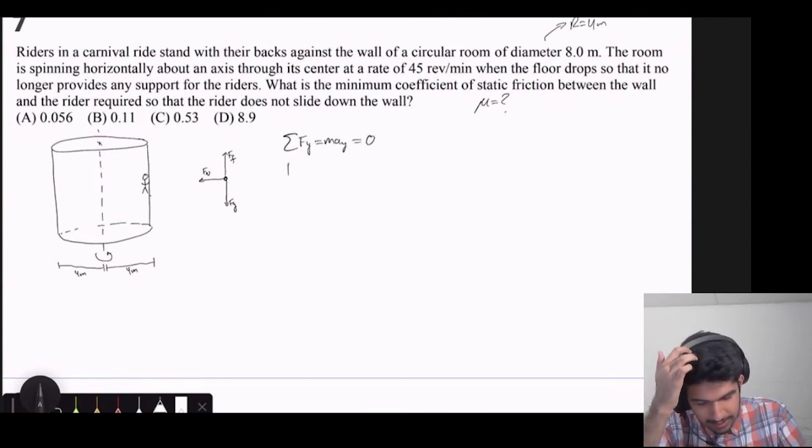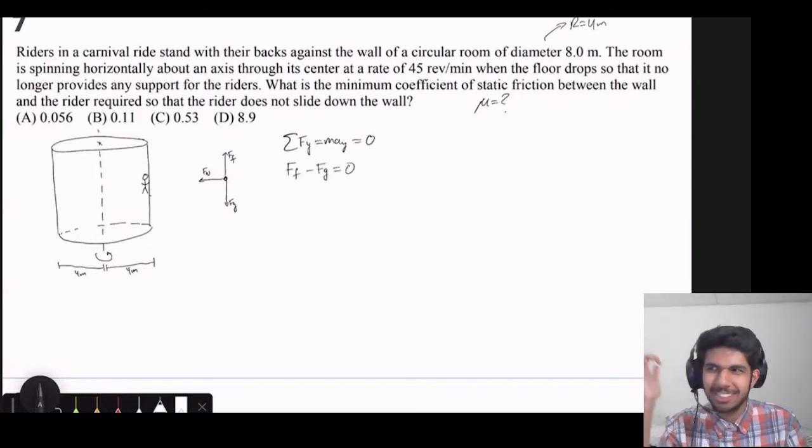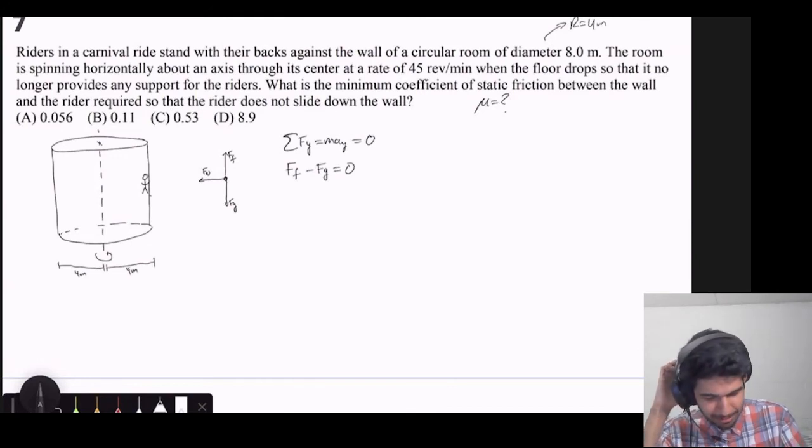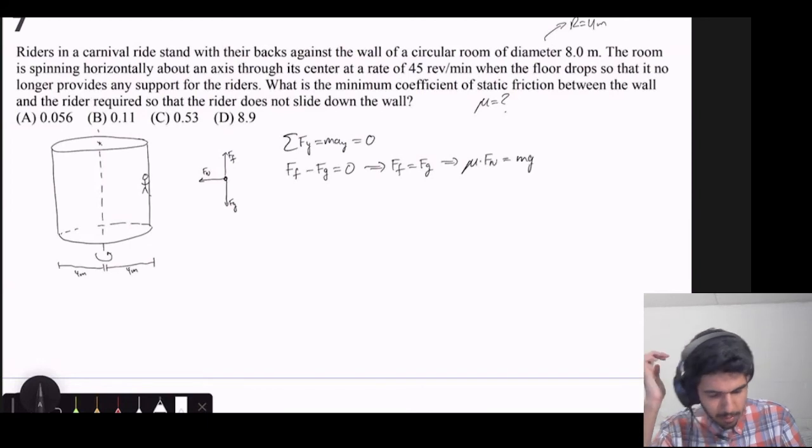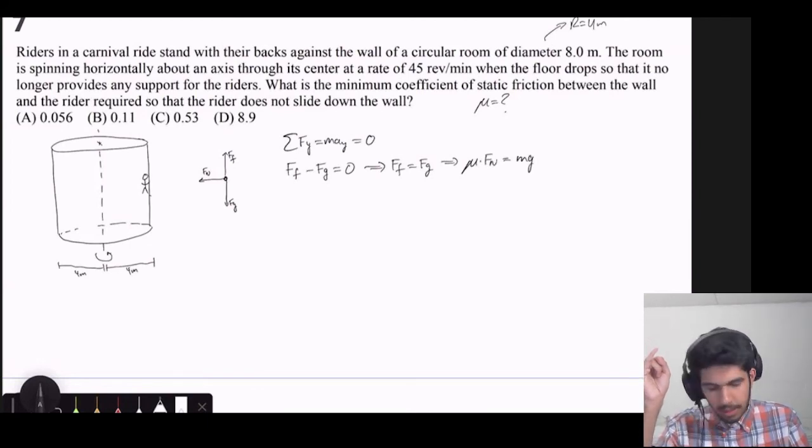So let's sum the forces. FF minus FG equals 0. What a strange equation. We've never seen something like this. This tells us that FF equals FG, and this tells us mu times F sub n equals mg. So we want mu, and we don't have m, but we have g, and we don't have F sub n. But we can figure out F sub n, because that's a force present in our free body diagram.